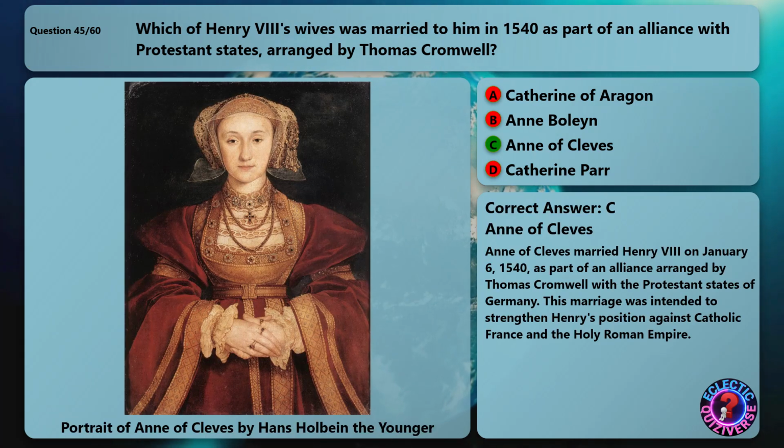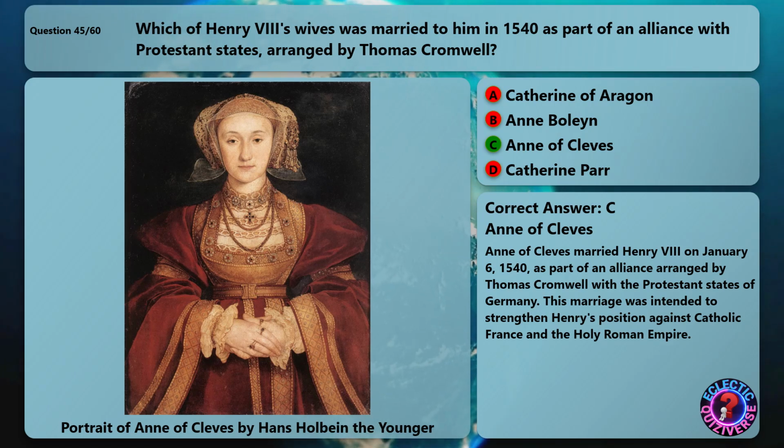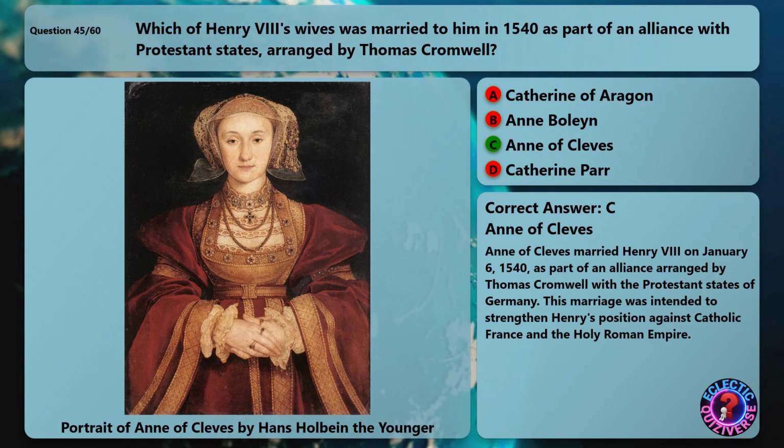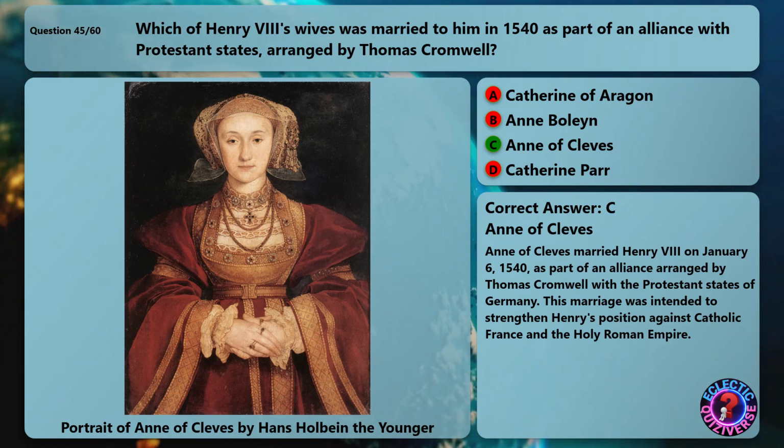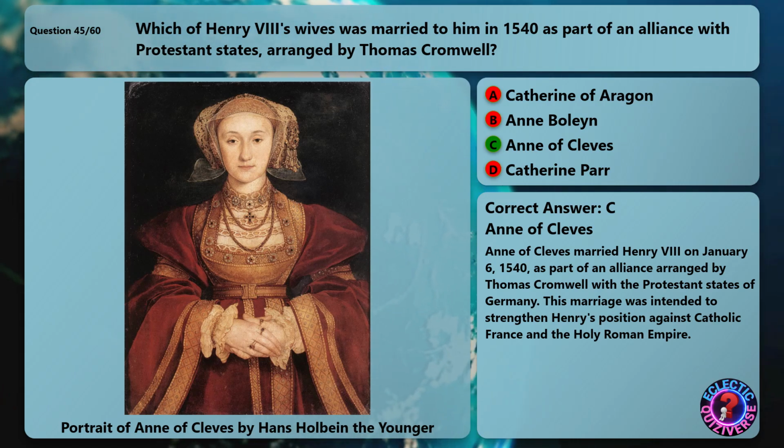The correct answer is Anne of Cleves. Anne of Cleves married Henry VIII on January 6, 1540, as part of an alliance arranged by Thomas Cromwell with the Protestant states of Germany. This marriage was intended to strengthen Henry's position against Catholic France and the Holy Roman Empire.